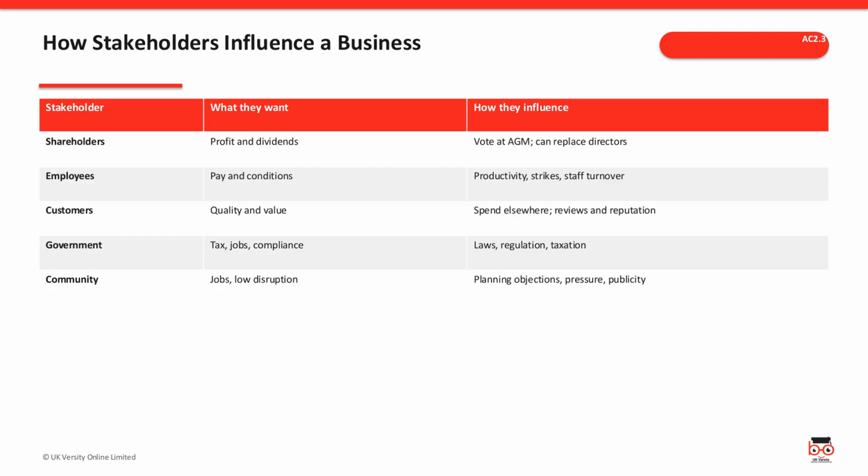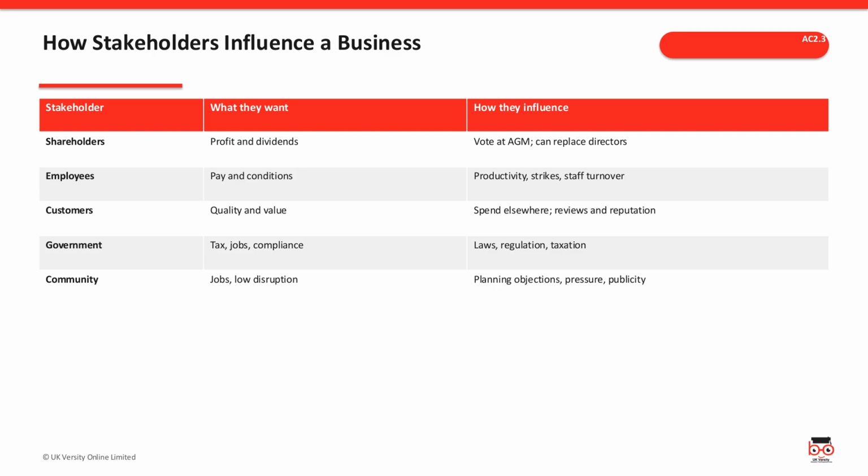It's one thing to list stakeholders, another to see the power they hold. Shareholders can vote at the AGM and even replace the directors. Employees exert their influence through productivity or, at the sharp end, through strikes.